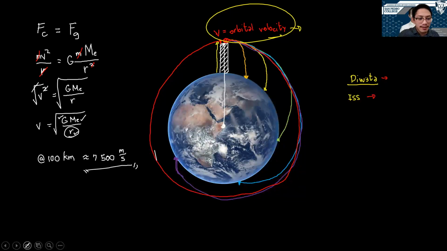7,850 pala. 7,850 meters per second ang orbital velocity natin. Or you can just substitute it dito sa mga equations natin. Given naman na silang tanan, substitute natin, it would give us 7,850 meters per second.